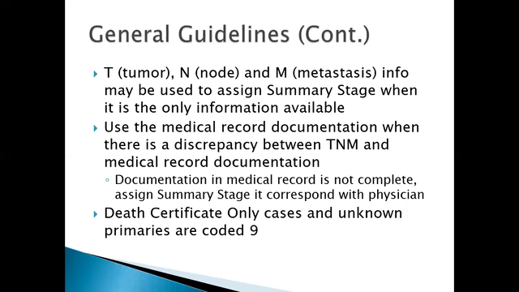If you think, though, that the documentation in the medical record is not complete, then assign the summary stage to correspond with the physician's TNM stage. Let's say you didn't have all the documentation necessary to determine if the physician is right or not, then just go by how the physician staged it using the TNM. And once again, death certificate only cases and unknown primaries have to be coded 9 or summary stage unknown.